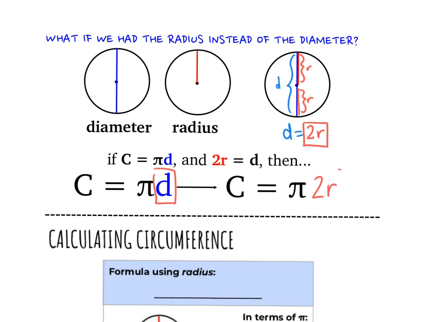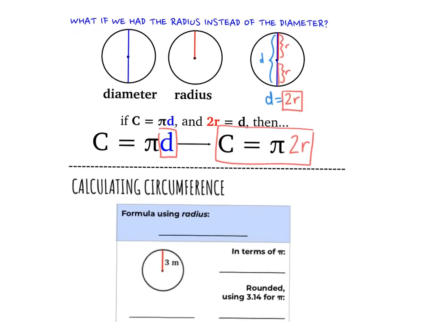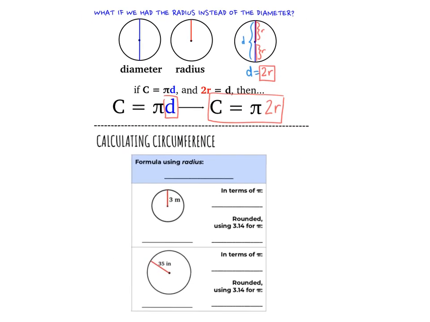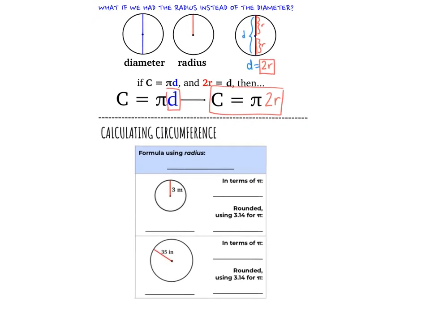So my formula would be C equals pi times 2r. Now, I don't know about you, but that looks a little messy, and I think it's just because in math, we normally see the number first. So what you're going to write in your notes is not pi 2r, but instead 2 pi r. But up above, that kind of shows you where that comes from. So in these two examples, I know I have my radius because that line only goes halfway. So instead of pi d, I'm instead thinking 2 pi r.